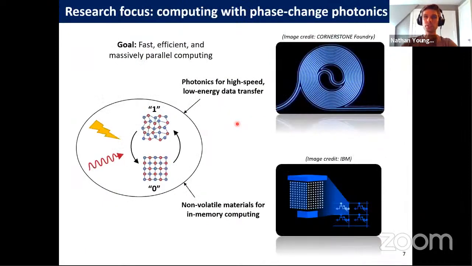So my research focuses on the interaction of light with these non-volatile materials to achieve both data storage and processing in a way that addresses the need for very high throughput computation. So my research goal is really to achieve fast, efficient, and massively parallel computing using materials that are sensitive to both optical and electrical stimulation.